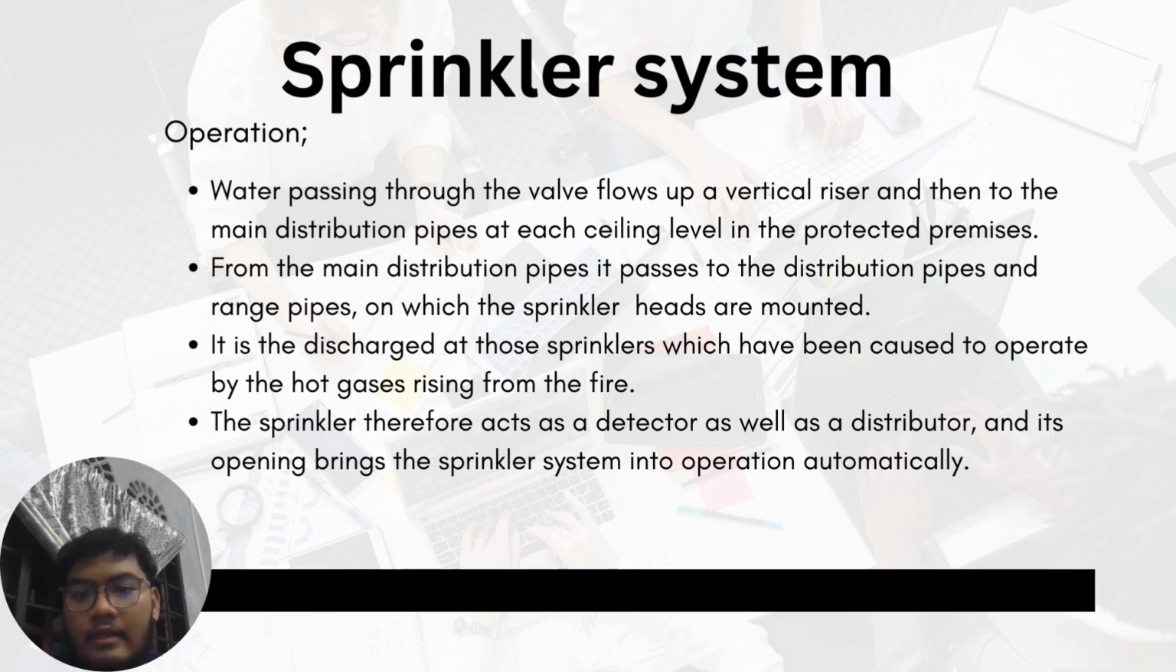Sprinkler system operation. First, water passing through the valve flows up a vertical riser and then to the main distribution pipe at each ceiling level in the protected premises. Second, from the main distribution pipes, it passes to the distribution pipes and range pipes on which the sprinkler heads are mounted. And third, it is the discharge at those sprinklers which have been caused to operate by the hot gases rising from the fire. Lastly, the sprinkler therefore acts as a detector as well as a distributor, and its opening brings the sprinkler system into operation automatically.